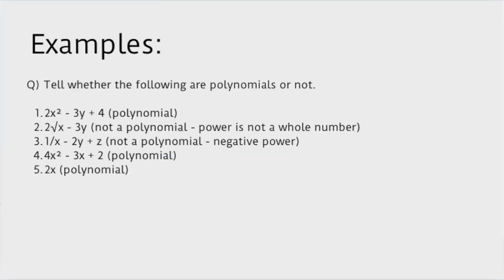So coming to some examples, the first one is 2x square minus 3y plus 4. The degree of the polynomial is 2, so it is a polynomial. In the second one, the power of x is a fractional number and hence it would not be a polynomial. And in the third one, as we know that 1 by x is also equal to x to the power of minus 1, which means that it's a negative power, and hence this is not a polynomial. 4x square minus 3x plus 2 would be a polynomial because there's no negative or fractional power. And similarly, 2x would also be a polynomial as 2x has the degree 1.